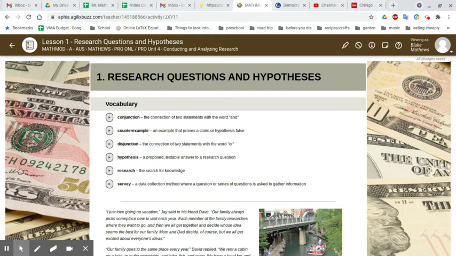So this unit is going to be all about how research is conducted in a sort of scientific way. And so we're going to practice thinking scientifically, and that's going to be the foundation of what we're doing. So there's two main big ideas.